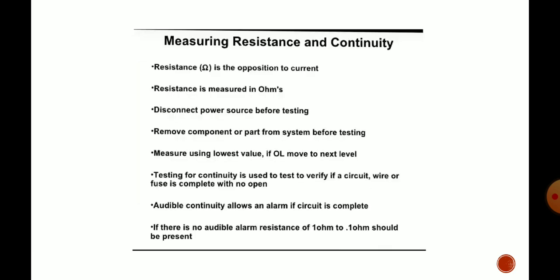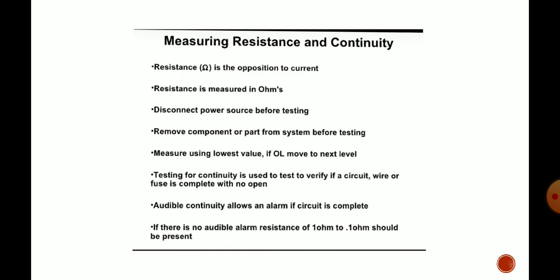Measurement of resistance and continuity. Resistance, ohm, is the opposition to current. Resistance is measured in ohm. Disconnect power source before testing. Remove component or part from system before testing. Measure using lowest value; if OL, move to next level.